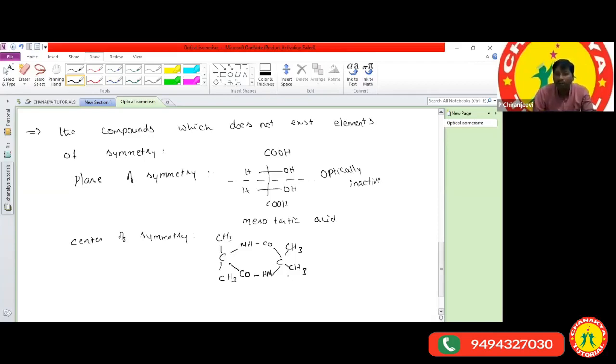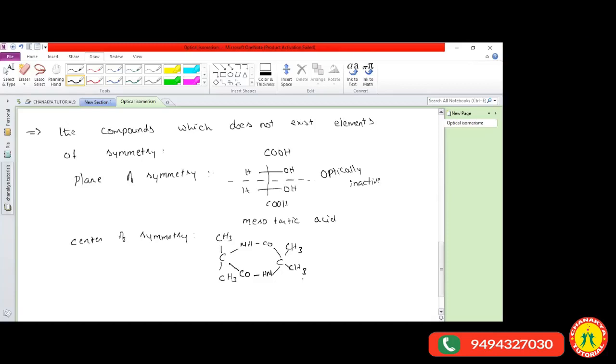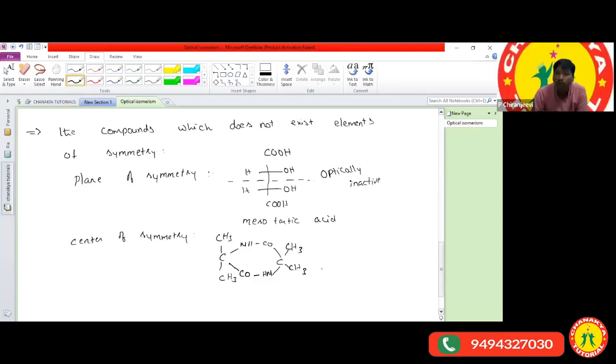Is the given compound optically active or optically inactive? Samhita or Aditi, is the given compound optically active or optically inactive? Sir, it's optically inactive. Very good.